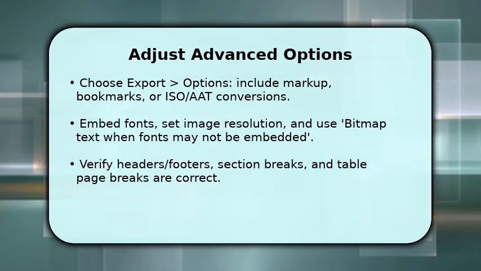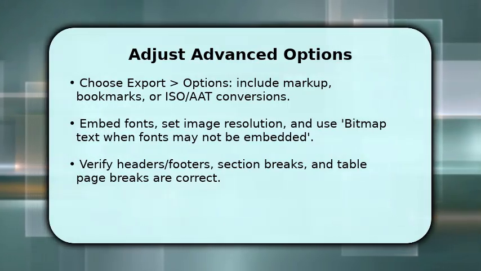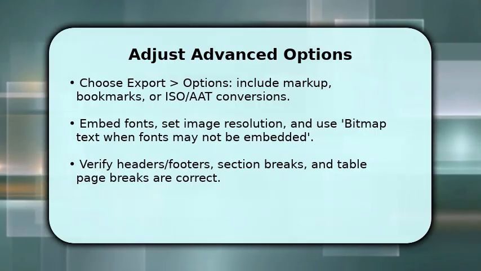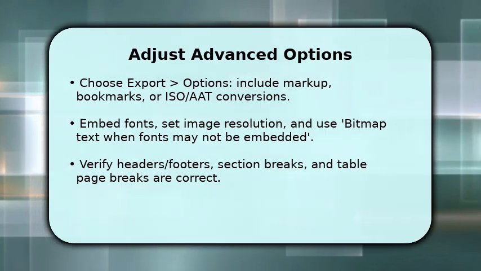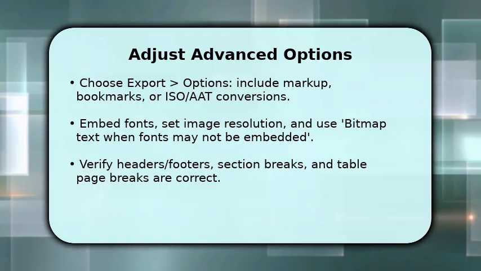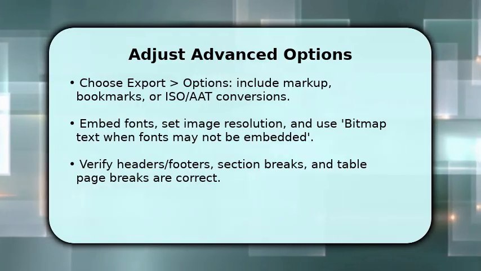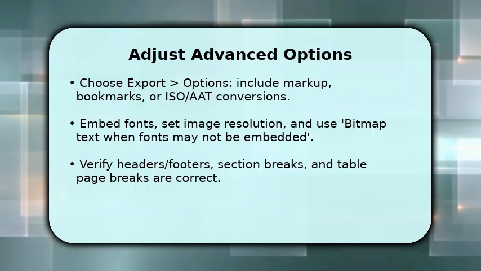Open export options and decide whether to include bookmarks or document structure. Use ISO/AAT compliance if required for print or archival. Embed fonts and set image downsampling to balance clarity versus file size. Choose bitmap text only if embedding fails.